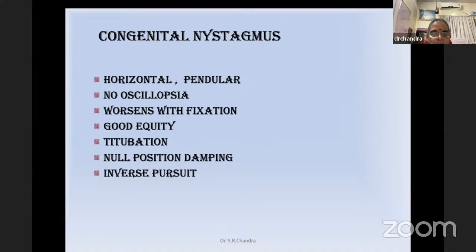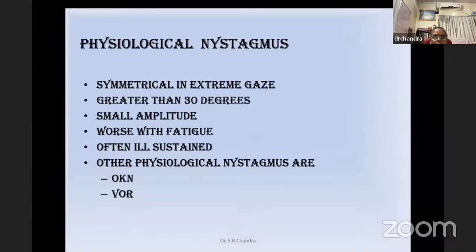There is one position where the nystagmus is very less, and that is the position where the maximum vision is happening. So when the eye reaches that null position, the nystagmus dampens, and they have inverse pursuit. So these are the features of a congenital nystagmus. We saw what are all the features of a congenital squint. Like that, these are the features of a congenital nystagmus.